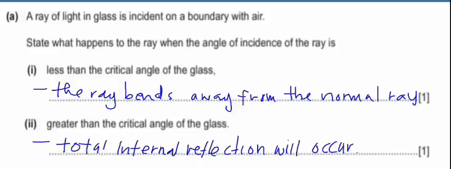So whenever the angle of incidence is greater than the critical angle, you're going to find that the total internal reflection is going to occur. And this one here is one of the conditions necessary for total internal reflection to occur. So in an exam, if they ask you, write one condition necessary for total internal reflection to occur, you are going to say the angle of incidence should be greater than the critical angle. That's very, very important. Let's see the next question.